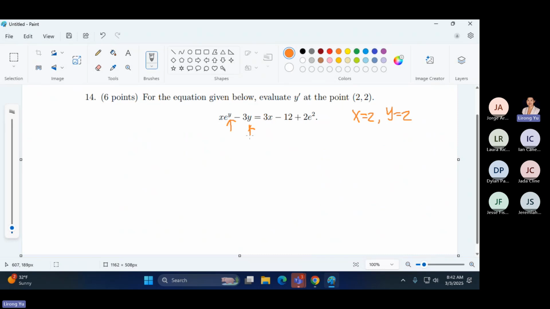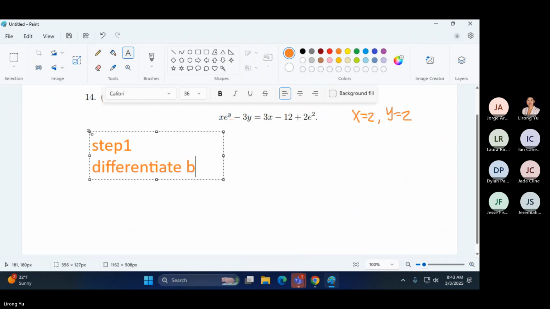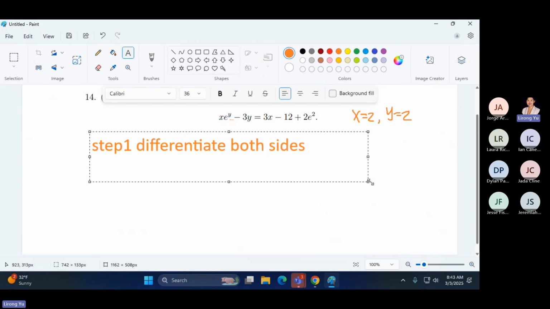So what we do is we differentiate this equation and try to find a way to give us a clue about y. And this is really the fundamental idea of implicit differentiation. We try to differentiate both sides of the equation, so follow those steps. Step 1, we're going to differentiate both sides of the equation.